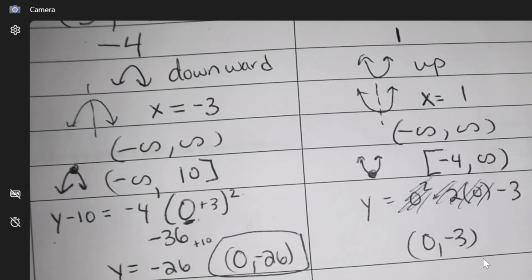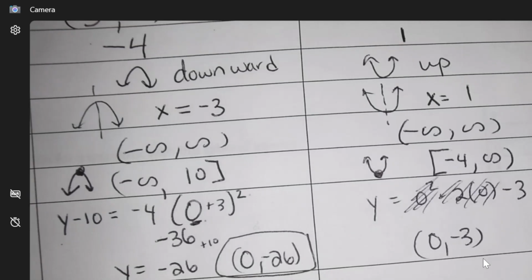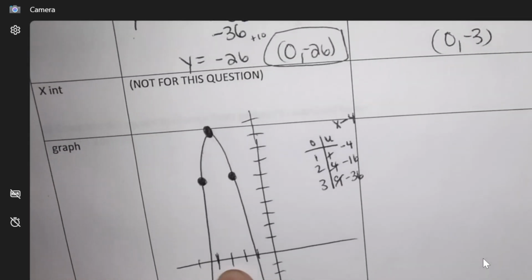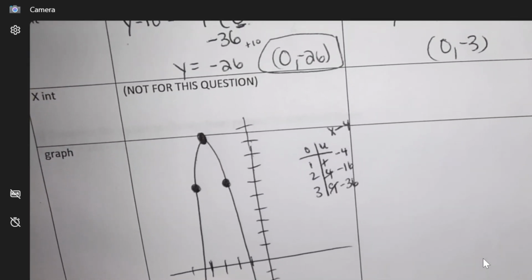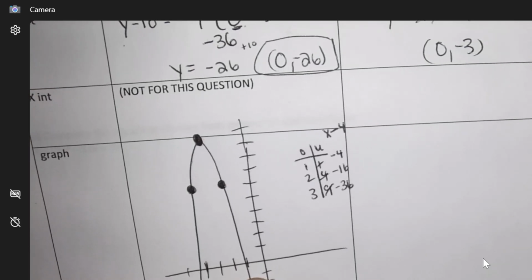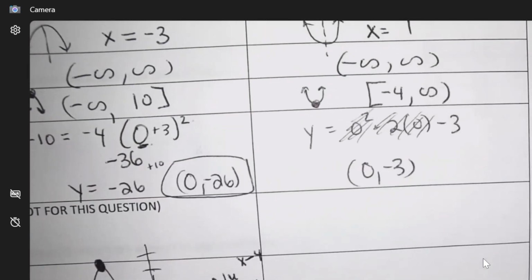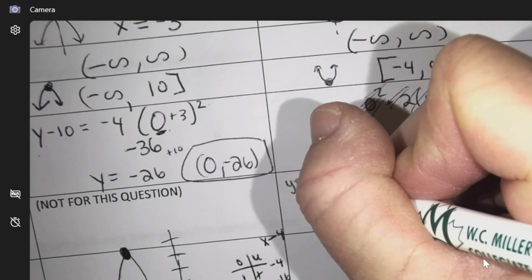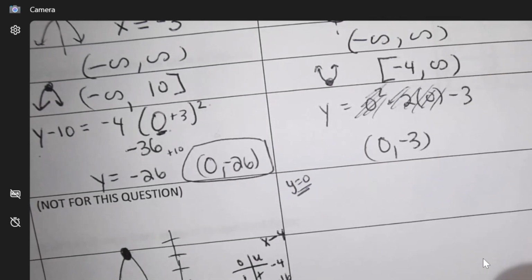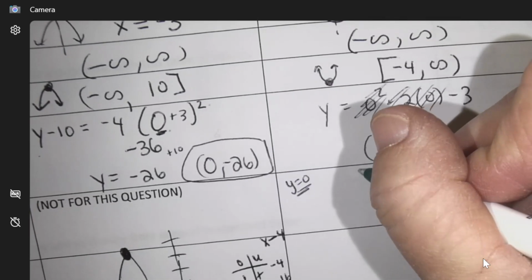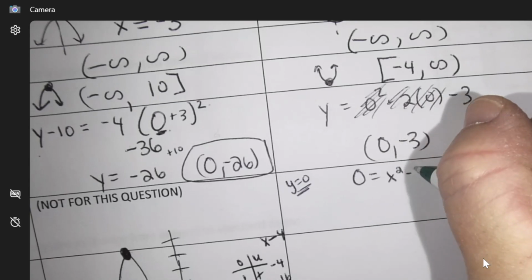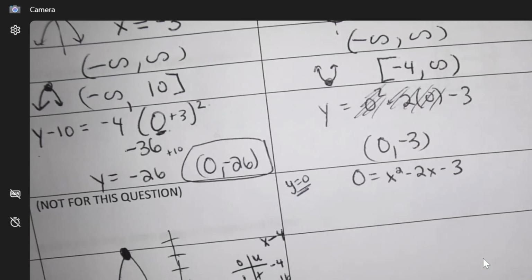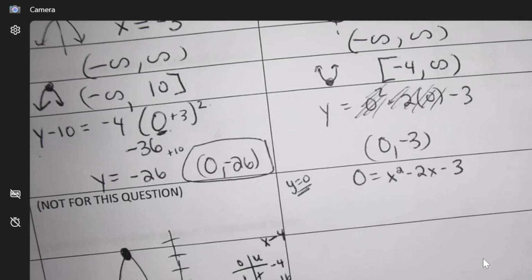Okay, now I've asked you the x-intercept, so I didn't ask you to do that on the last one, because on the last one it would have been a very harder one with decimal numbers. You are going to learn that next unit, but not right now. Okay, so x-intercepts make y 0.